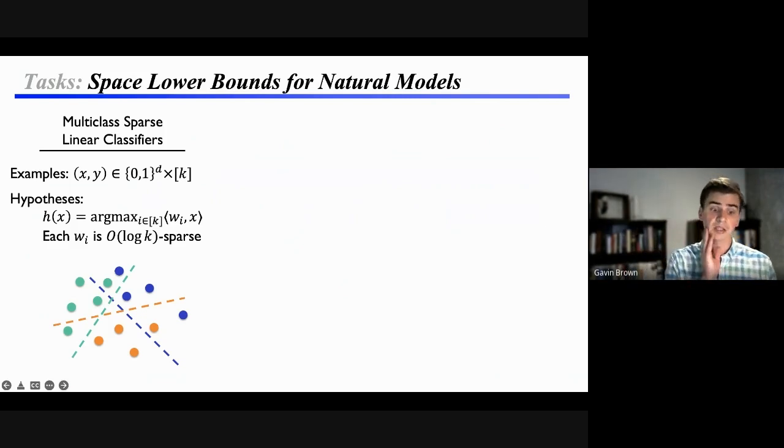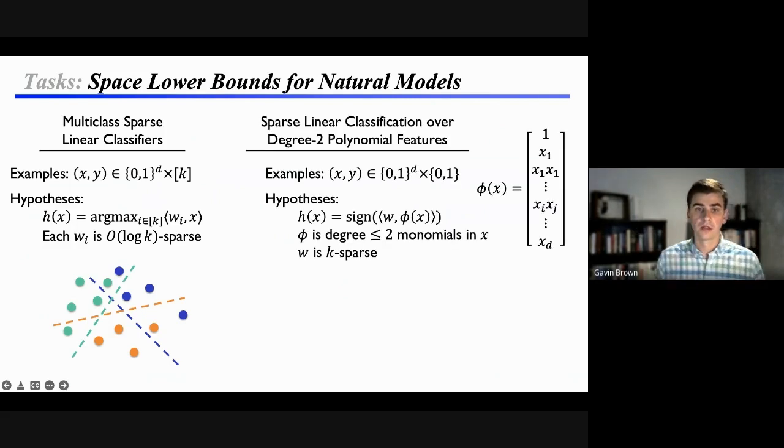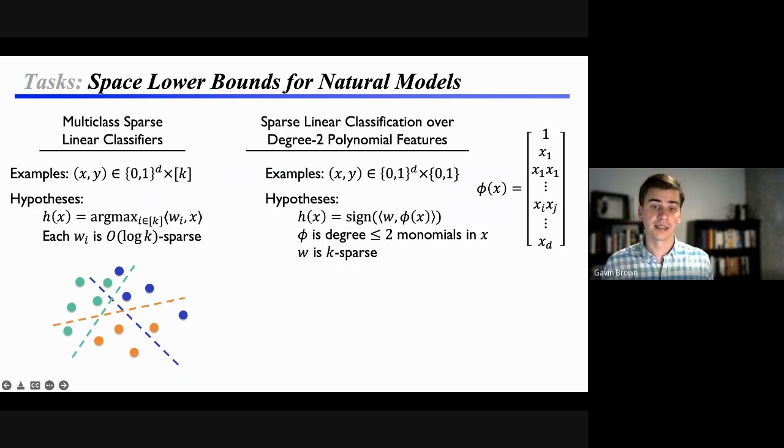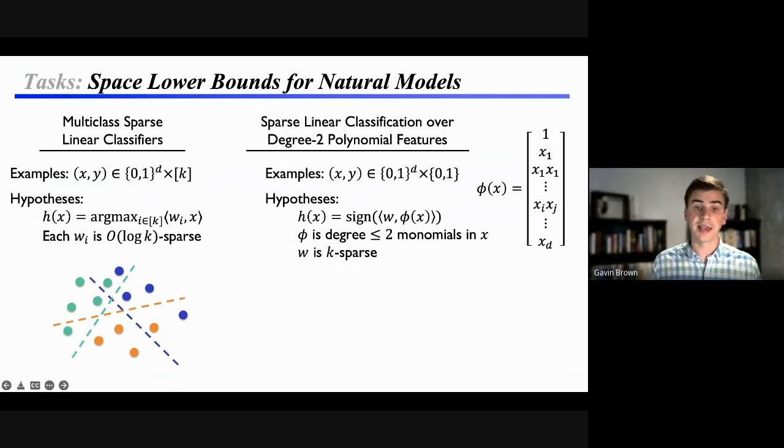By replacing this max with a softmax, we can do multi-class sparse logistic regression. The second hypothesis class is sparse linear classification over degree 2 polynomial features. Here, the labels are binary, and the classifiers are linear in a polynomial feature space, where each feature is a degree at most 2 monomial in the original data. And we ask that the classifying hyperplane is k sparse.